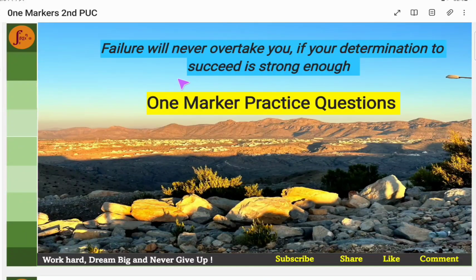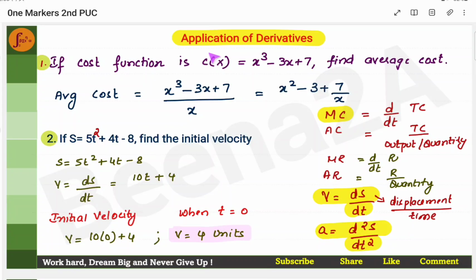Hi everyone. In this video we'll go through 1-marker questions from application of derivatives. First thing is, in this particular topic you'll have to remember these formulas. Marginal cost. What is marginal cost? Differentiation of total cost. Average cost is total cost by output. Output or quantity or X. That is number of units produced. Marginal revenue is derivative of revenue function. Average revenue is revenue by quantity or output.